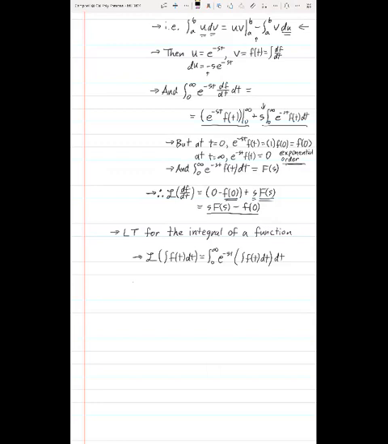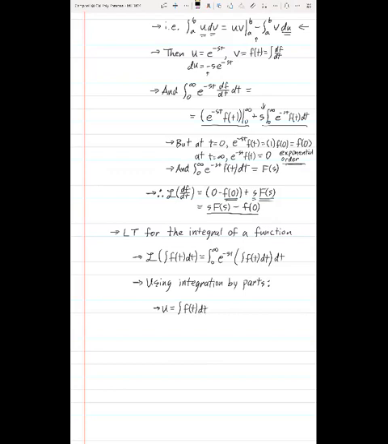So let's go ahead and, again, using integration by parts, what we have now is I'm going to let u equal the integral of f of t dt.